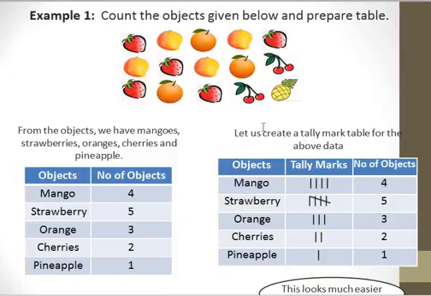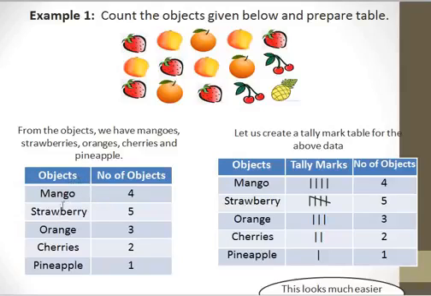Let's take an example. Here in this picture we have some fruits. He said to me, count the objects given below and prepare a table. We can see in these pictures mangoes, strawberries, cherries, oranges, and pineapple. We have to know the number of each fruit.